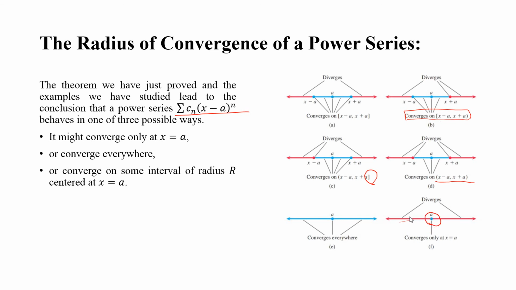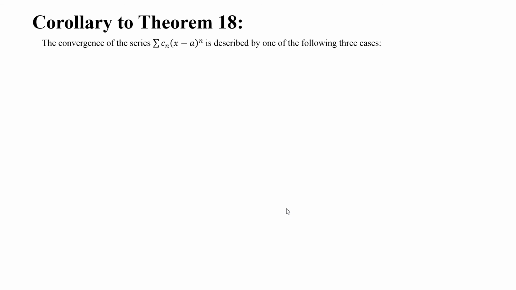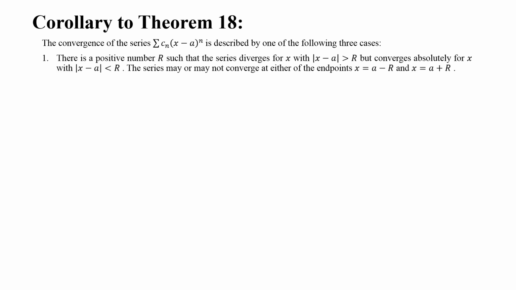So we prove this as a corollary to theorem 18 when we also consider the convergence at the endpoints of an interval. There are 6 different possibilities as shown in this figure. So this corollary states that the convergence of the series sigma c_n (x minus a)^n is described by one of the following 3 cases.